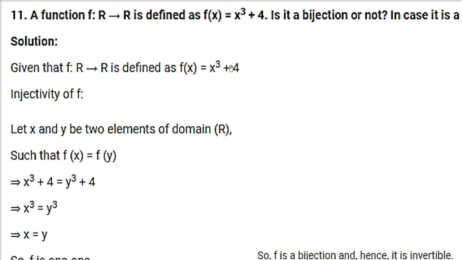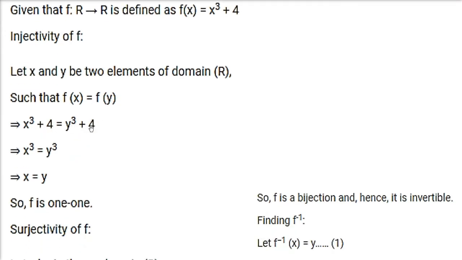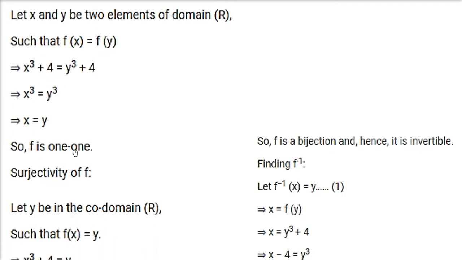So we'll start with injectivity of f. f(x) equals f(y), we'll prove that x equals y. So x cube plus 4 and y cube plus 4. Add negative 4 on both sides. And as I told you earlier also, x cube equals y cube gives x equals y. This is 1 to 1.